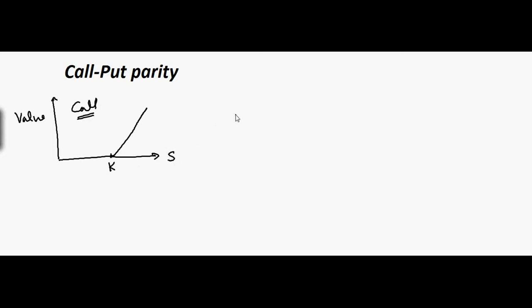And if you look at the put, then the put gives you the ability to sell the stock at a given strike price. So here if you look at the value of put, then you will see that the value increases as the stock price decreases, and this is your k. So now if we combine call and put together, what will happen?